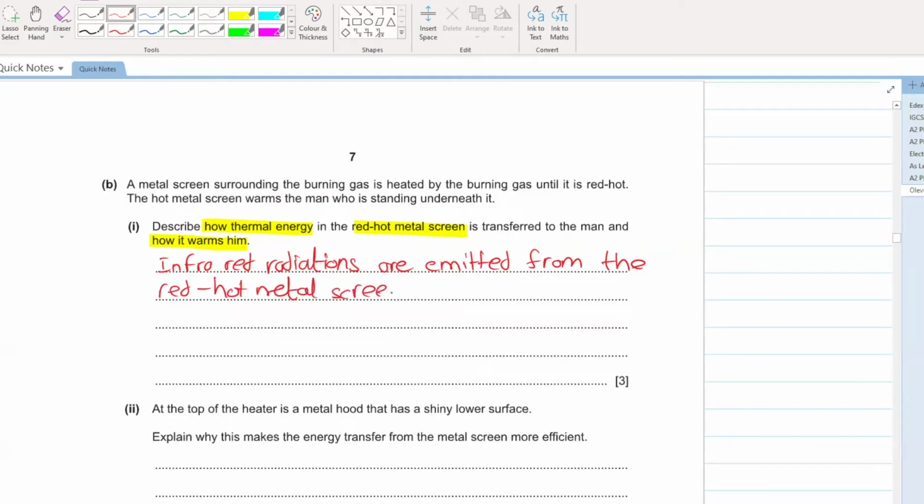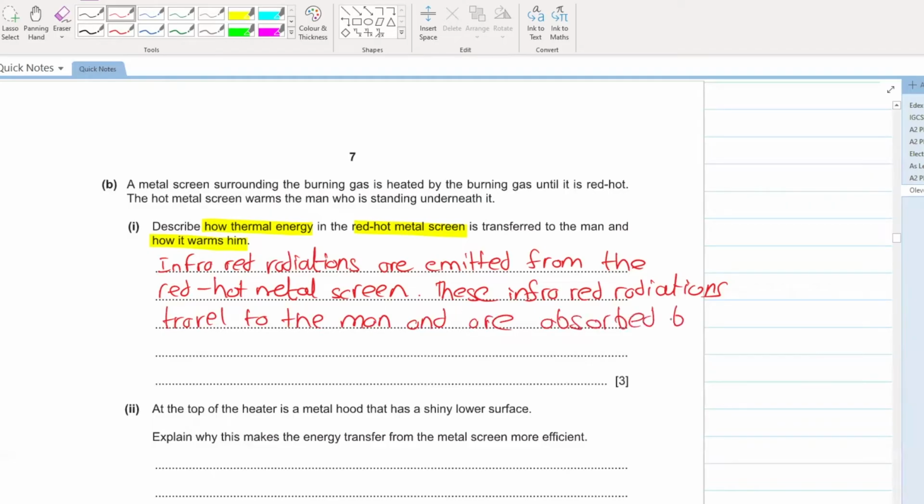These infrared radiations travel to the man and are absorbed by the man. Perfect. This causes the internal energy of the man to increase.